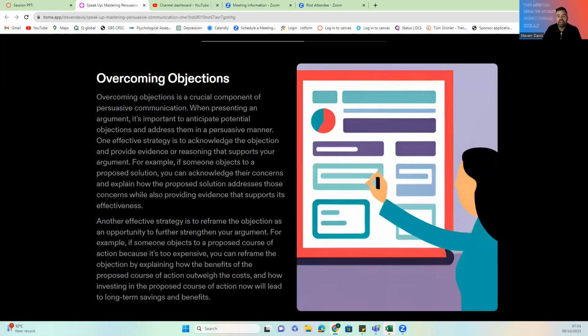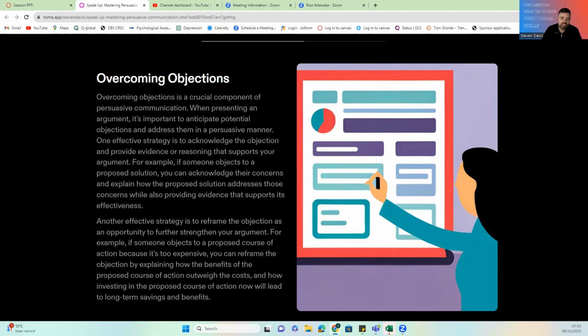For example, if someone objects to your proposed solution, you can acknowledge their concerns and explain how their proposed solution addresses those concerns, whilst providing evidence that supports its effectiveness.